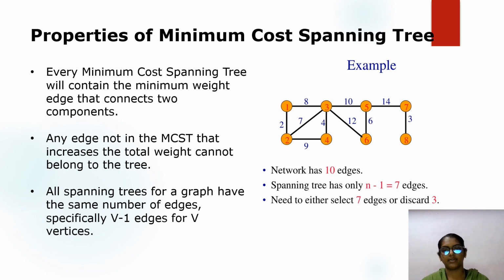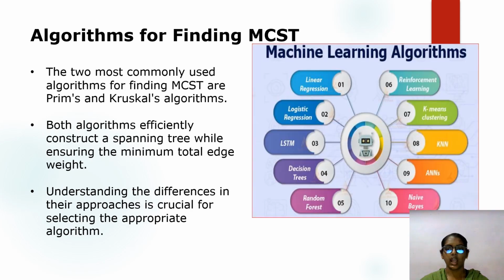This is an example. This is a graph. This graph has 10 edges. The spanning tree has only n minus 1 equals 7 edges. Here the number of vertices is 7 and the total number of edges is 10. So we have a formula: v minus 1 edges, so n minus 1 equals 7 edges.